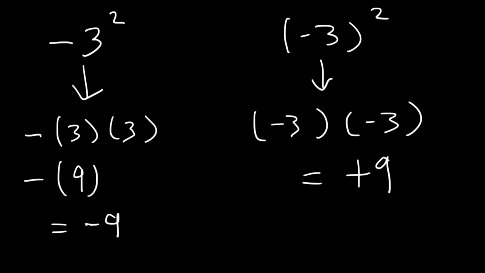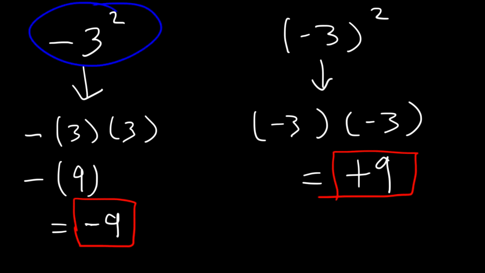So just keep in mind the difference between the two. You can confirm this in the calculator. If you type in negative 3 squared just the way you see it like this, you should get negative 9. But if you type it like this in your calculator, it should give you positive 9.